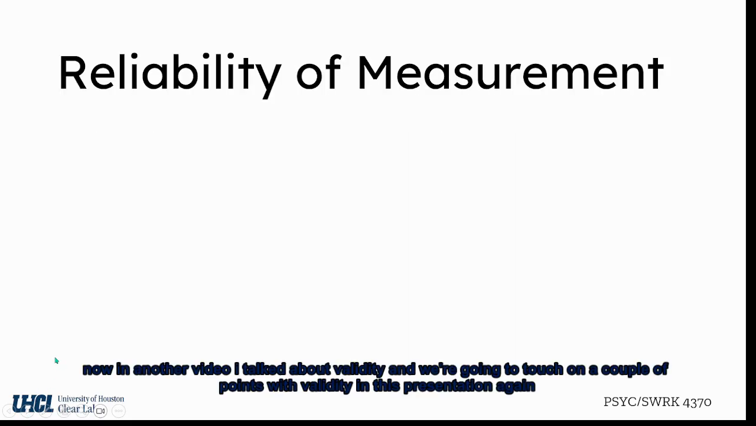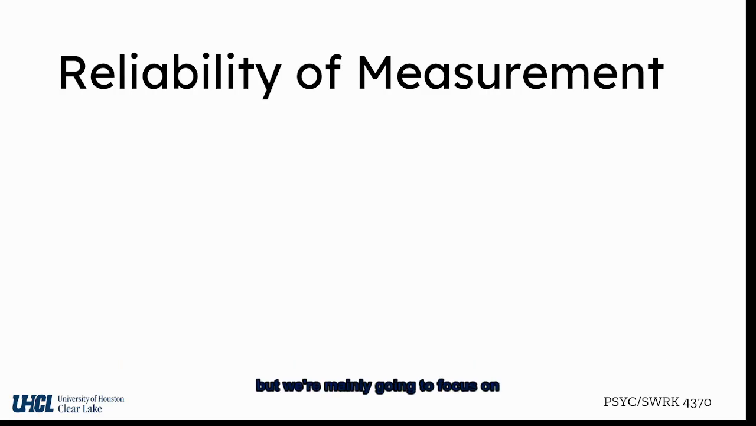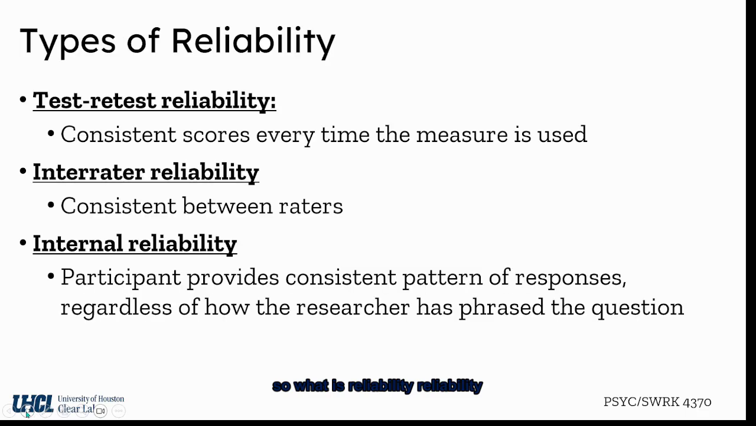Now, in another video, I talked about validity, and we're going to touch on a couple of points with validity in this presentation again, but we're mainly going to focus on reliability. So what is reliability? Reliability is consistency amongst scores, depending on what subtype of reliability I'm looking for. So I have 3 on this particular screen right now. Test-retest reliability means that I'm giving a measure that provides consistent scores every time I use that measure.